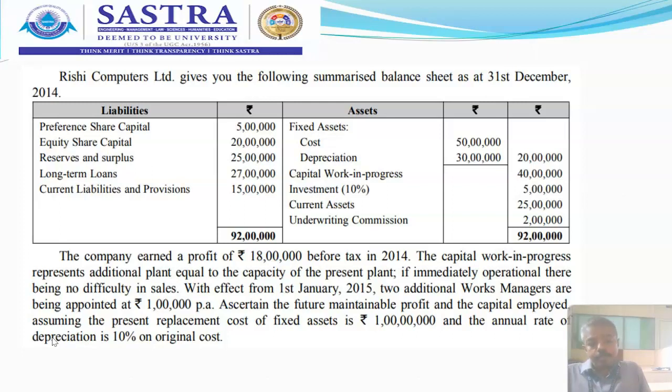The third method is goodwill by capitalization of future maintainable profit. So we have learned when to apply this. Now we are learning how to apply this. Step 1, find out the future maintainable profit. And second, find out the capitalized value of future maintainable profit, which means future maintainable profit divided by normal rate of return.